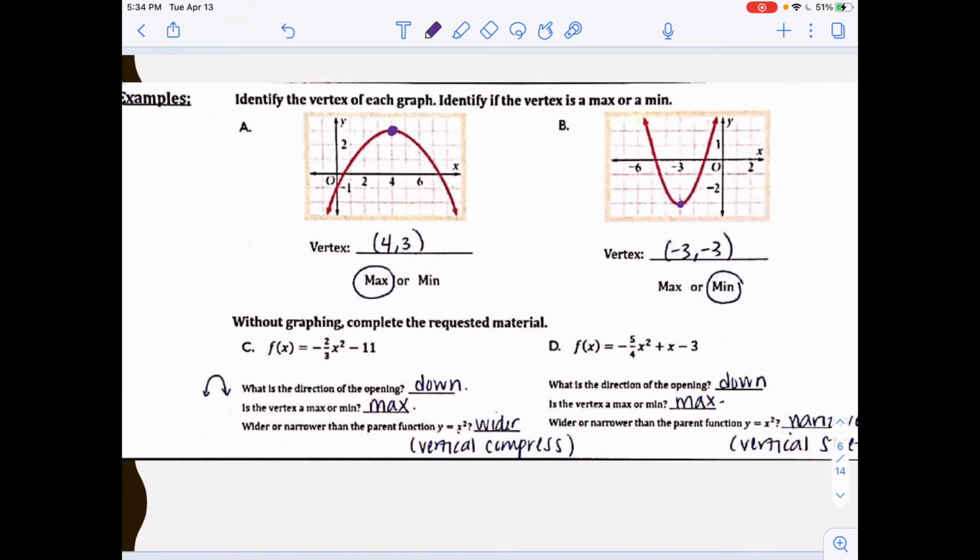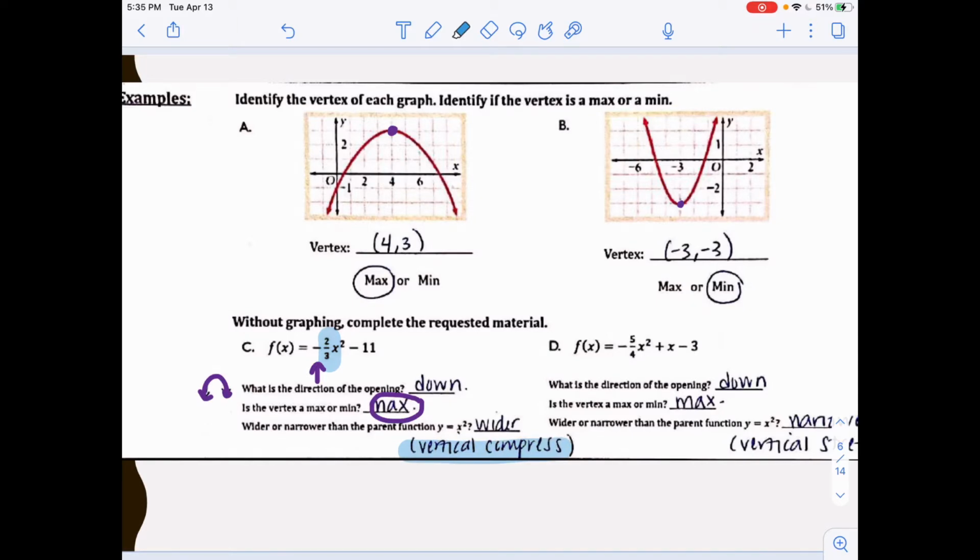For C, the direction of the opening is down. We know that because in this case we've got a negative a value. If you need to draw this really quickly to then identify that we have a max for our vertex, that's totally fine, okay? Really just showing whether or not that parabola is facing up or down. Now in this case, since we have a fraction that is less than 1 for my a value, we know that this is a wider parabola than my parent function. Another way of expressing that is by saying it's a vertical compression.